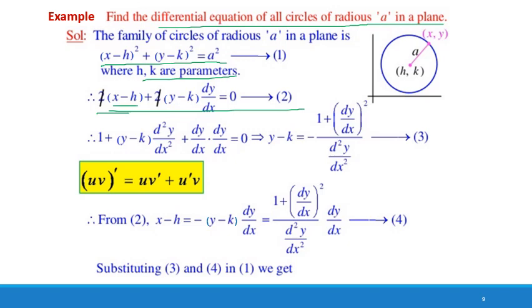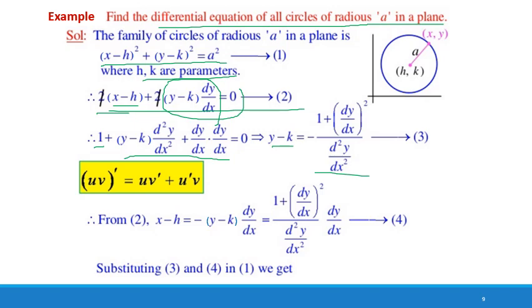Now we will take the derivative of equation 2 again with respect to x, by using the product rule again. So the derivative of x minus h would be equal to 1. So applying the product rule on this part, we will get these terms. So by simplifying and moving all the terms except y minus k to the right hand side, we will get this equation, which is our equation number 3.